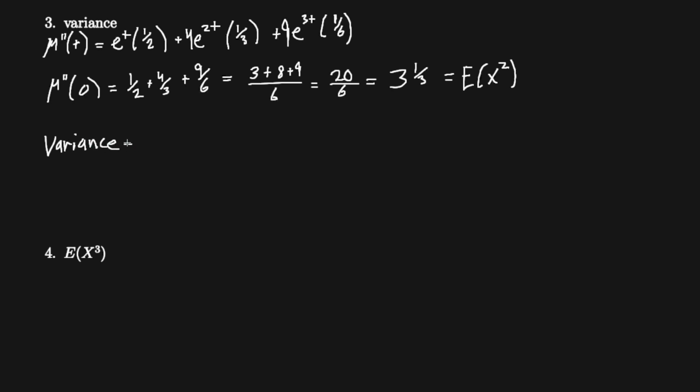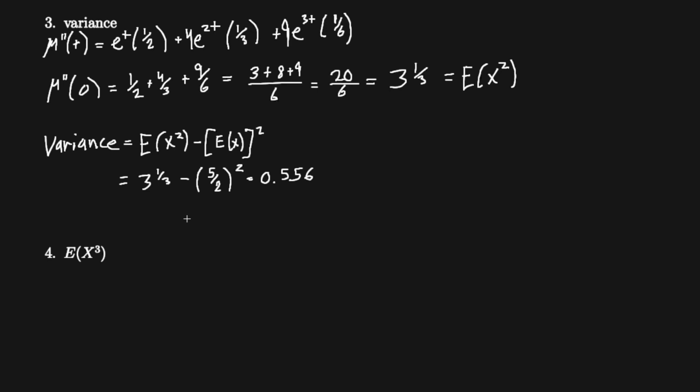Now we can see that the variance is the expected value of x squared minus the expected value of x, all squared. So we can see from the last problem that our expected value of x squared is 3 1/3. Yep, 3 1/3 minus 5/3 squared, which is 20/6 simplified. And the answer is 0.556.